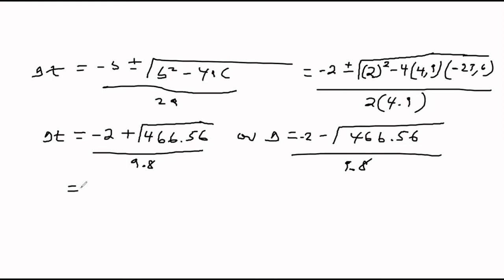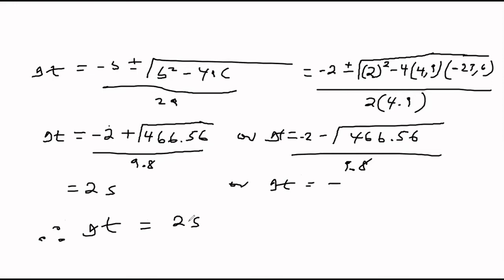So negative 2 plus the square root of 466.56 all over 9.8. We get 2, the answer is 2 here. So it's 2 seconds. On the other side, you can see the other side will, of course, be negative. So this is negative and time cannot be negative. Therefore, t is 2 seconds.